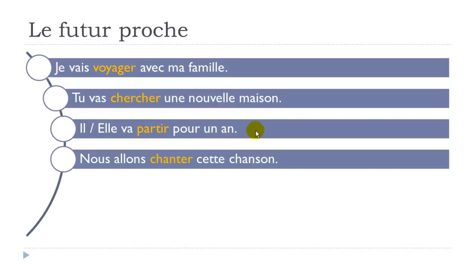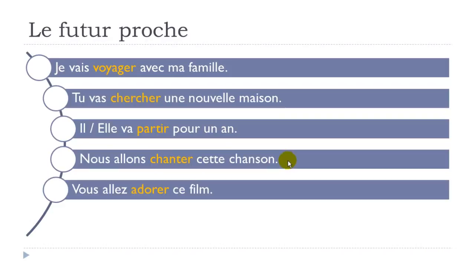Okay? Then for nous. Nous allons chanter. Chanter means to sing. Okay? Cette chanson. So remember, cette is the feminine form of ce, this. Okay? Chanson, song. And as chanson is feminine, you should put this form here at the feminine. This, okay? Nous allons chanter cette chanson.